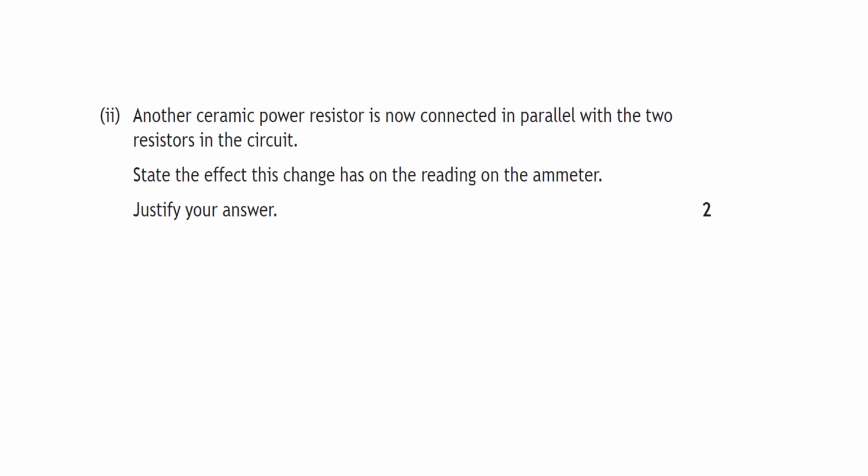Part 2. Another ceramic power resistor is now connected in parallel with the two resistors in the circuit. State the effect this change has on the reading on the ammeter. First of all, notice the position of the ammeter. The ammeter is measuring the total circuit current. Now, if we add another resistor in parallel to those two, the total resistance will become less. And if the total resistance is less, the current will be greater. So the answer to the question is, add a resistor in parallel and the current will get greater.